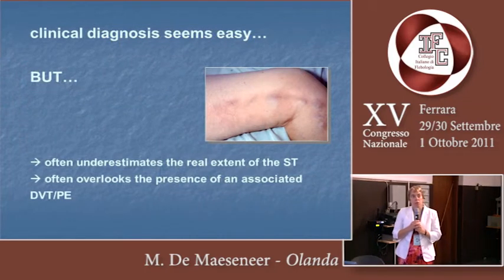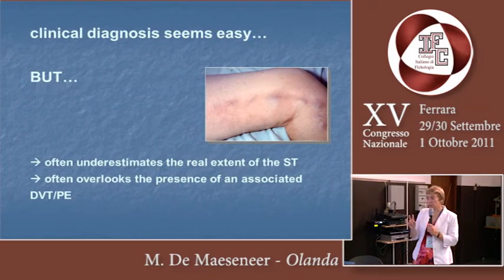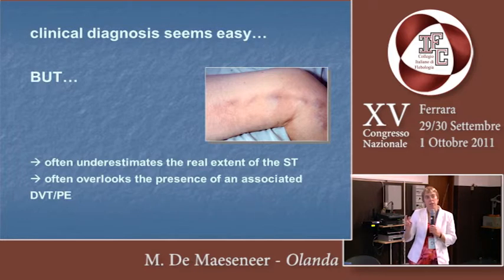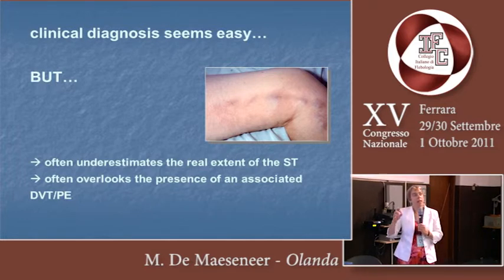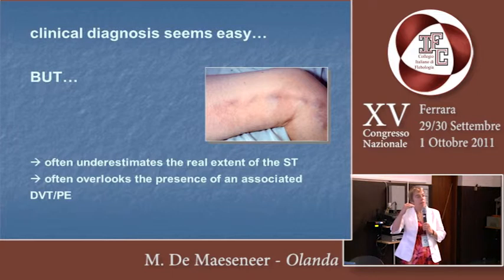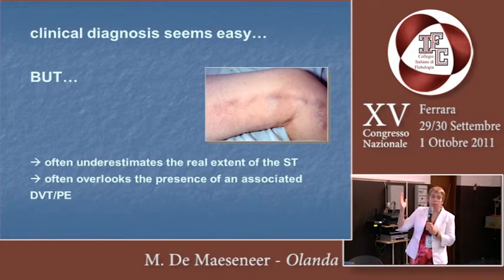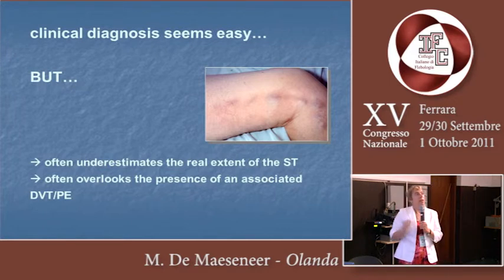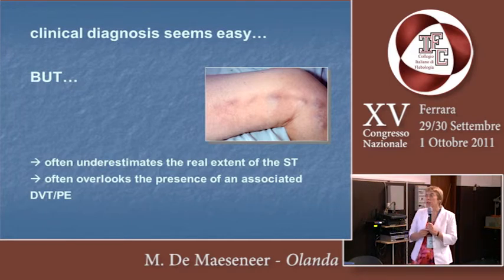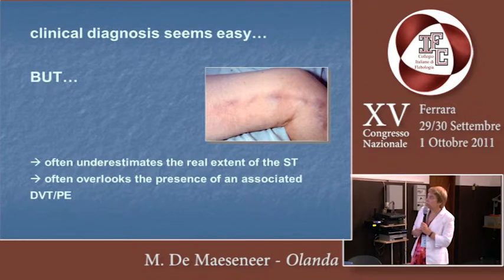What is important to know are two things about superficial vein thrombosis. The first one is that what you see clinically is often the tip of the iceberg. Sometimes you see thrombosis at the level of the knee, but it is still extending already up to the saphenofemoral junction. And you should be aware of this underestimation of the clinical examination.